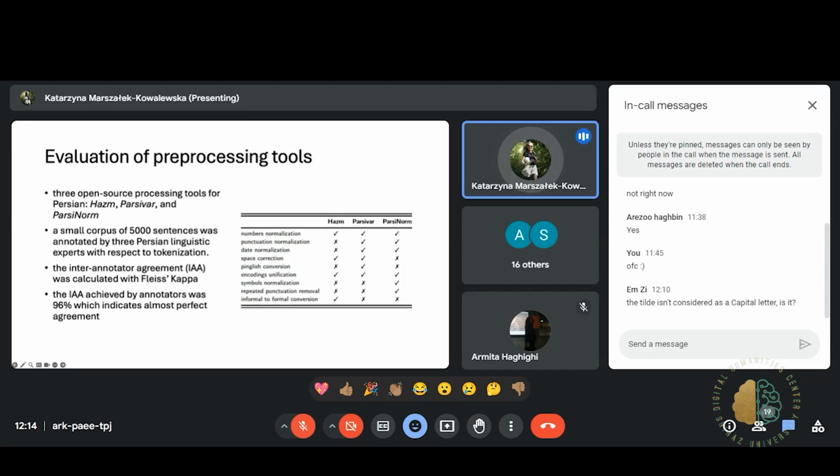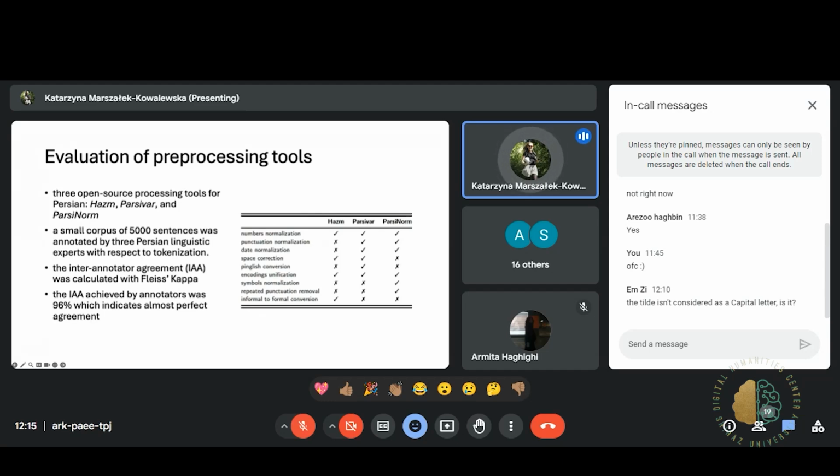Okay, to ensure that the best normalization tool at that time is used for my task, the discovery of multi-word expressions, firstly, I researched which of the open source pre-processing tools can give me the best results. So I carried out the research comparing 3 pre-processing tools. These tools were Hasm, Parsevar, and Parsenorm.